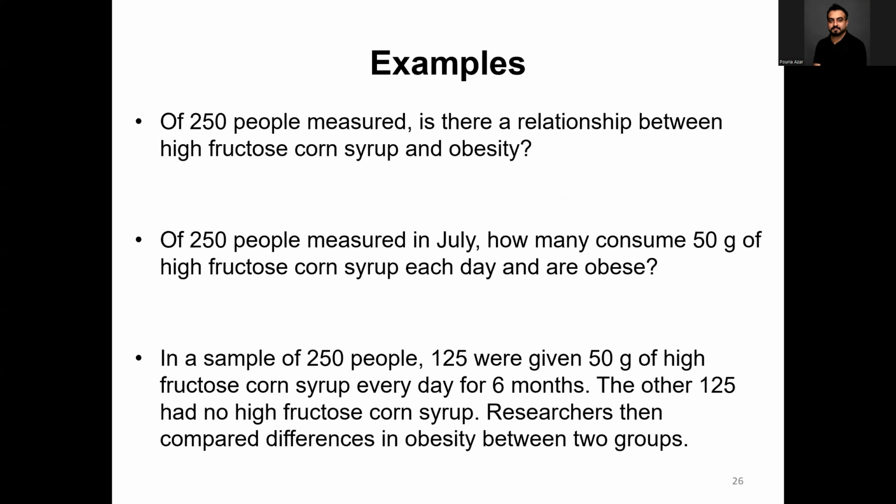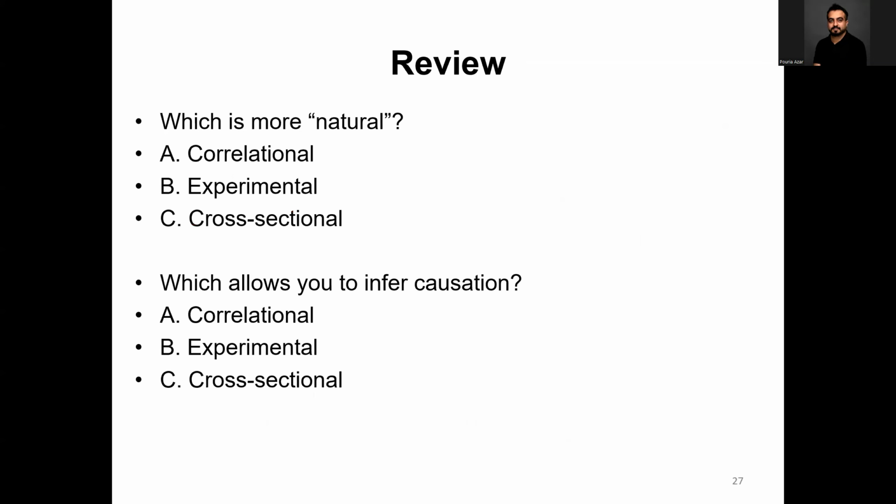So let's do this example together. Of 250 people measured, is there a relationship between high fructose corn syrup and obesity? So here it says, is there a relationship? So this is a correlational. The next one is saying how many consume 50 gram of high fructose corn syrup each day. This is cross-sectional. And the other one is comparing two groups of people, one intervention group and another control group. So that's experimental research. Which is more natural?